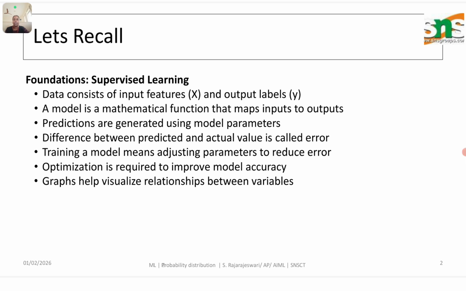While training a model, which means adjusting parameters to reduce error, optimization is required to improve model accuracy, and the graph helps visualize the relationship between variables. So this is the basic concept of supervised learning: labeled data which has both input features and output labels, and a mathematical function which maps input to outputs.